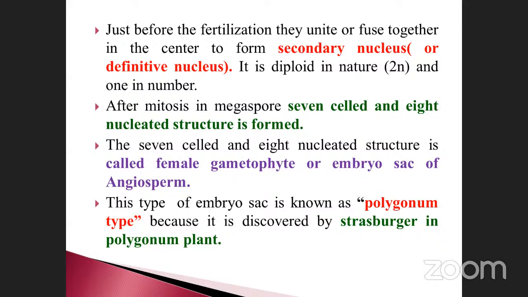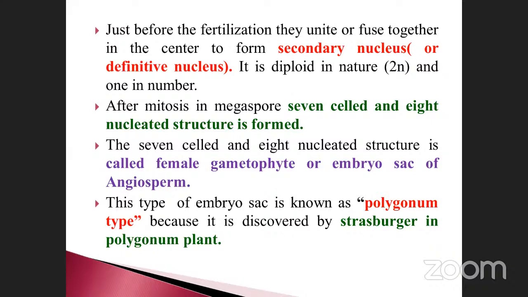Which one is polygonum type? They may ask the question like this: a female gametophyte or the embryo sac. They will ask the questions in other words: the polygonum type of embryo sac contains how many cells, how many nuclei. They may ask the question like that. So you have to remember this point about polygonum at the time of examination.